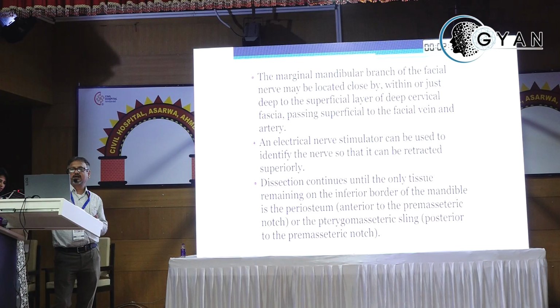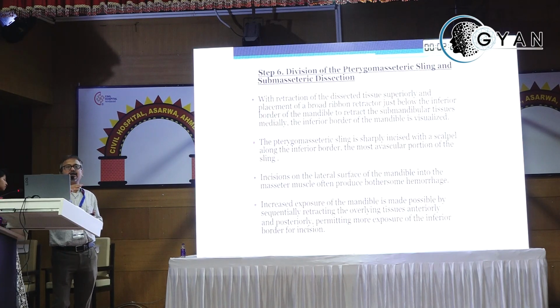Once you are in the pterygomasseteric sling, the incision is made through the pterygomasseteric sling and not on the masseter, because when you are dissecting on the masseter, it may end up in bleeding. This is the avascular plane, so bleeding will be less if you incise in the pterygomasseteric sling. And then you use a periosteal elevator and completely elevate, so that there will be less bothersome hemorrhage.